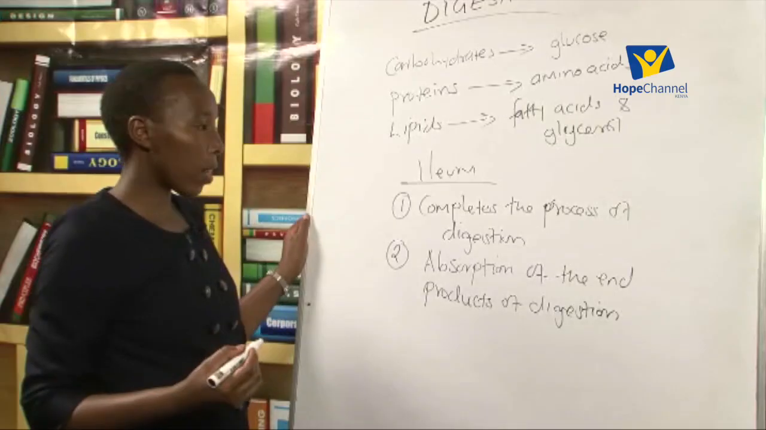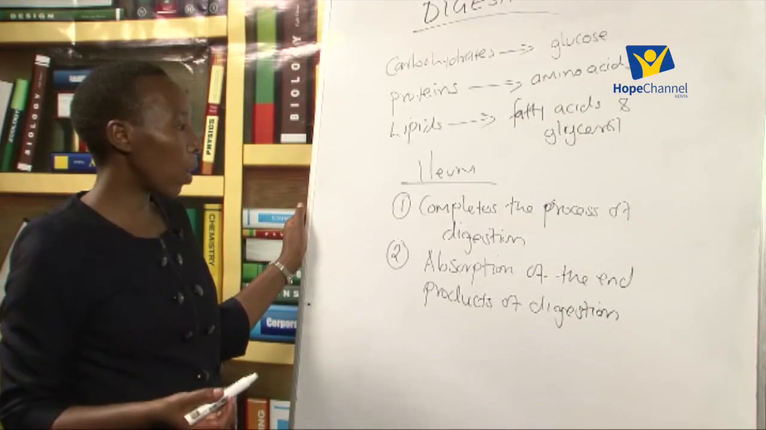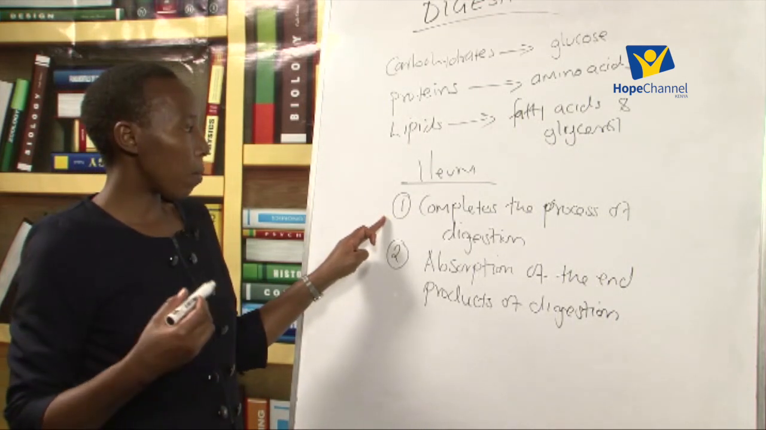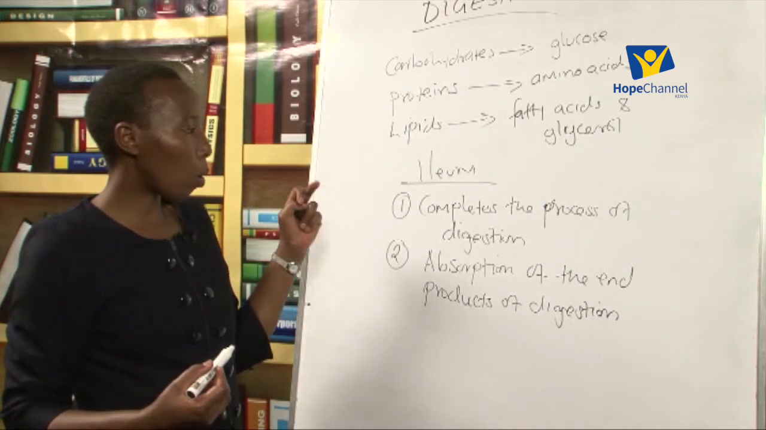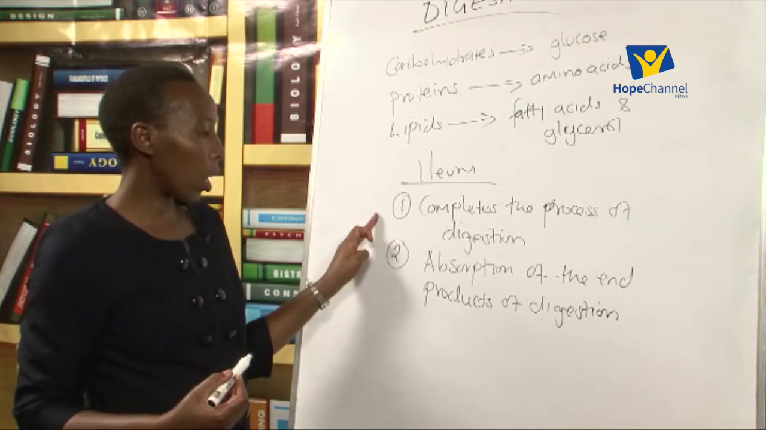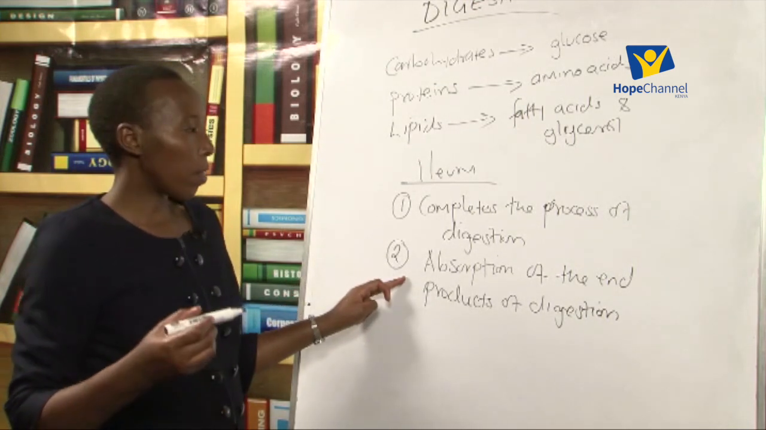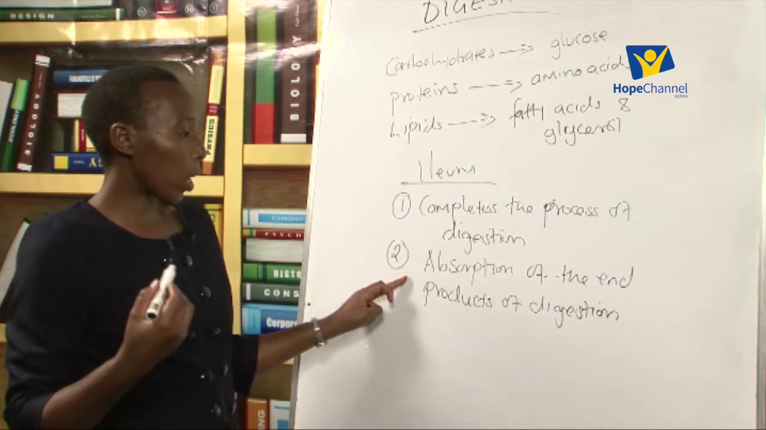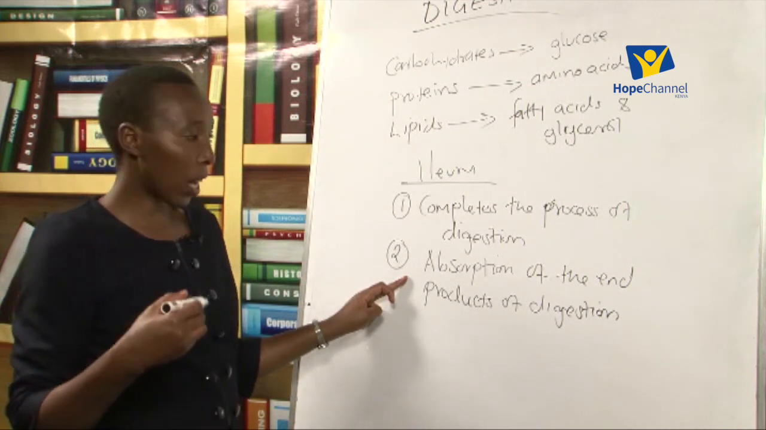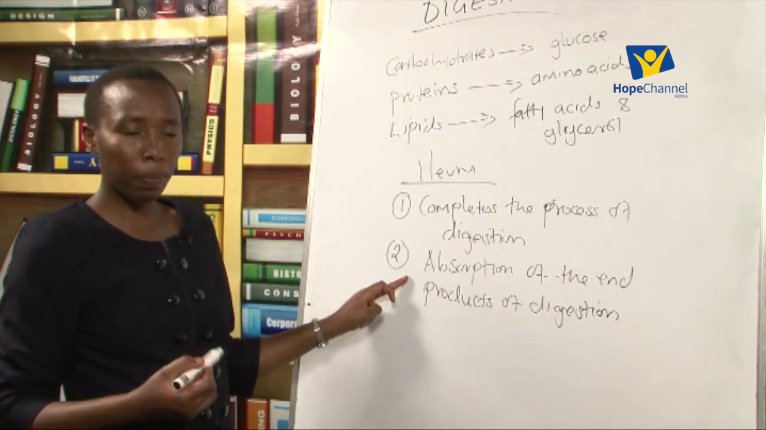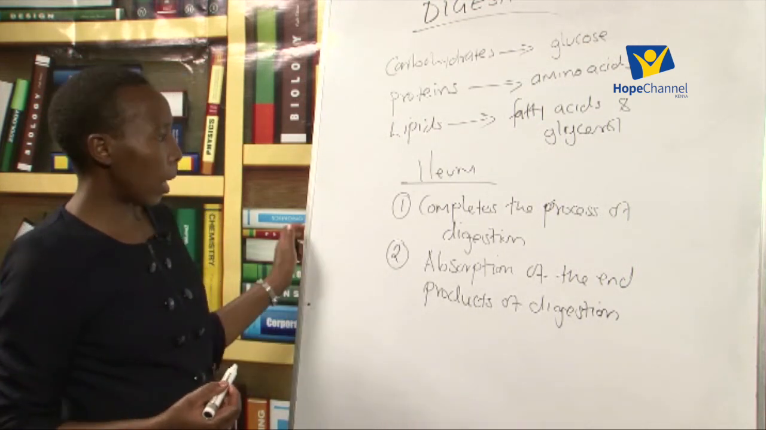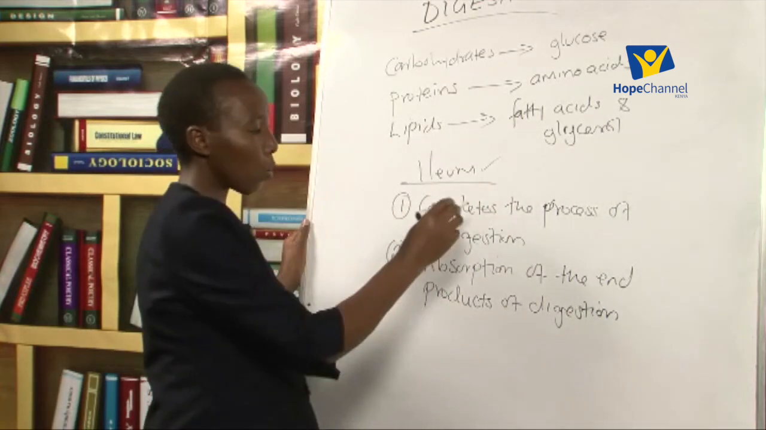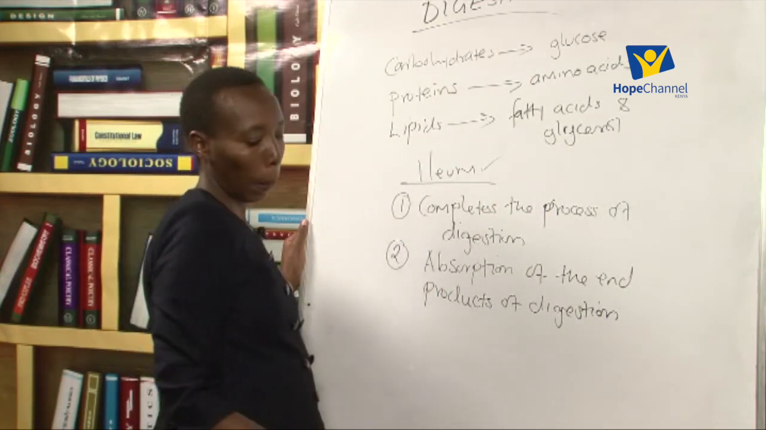So we are saying that the process of digestion ends in the ileum. That's why we are saying that one function of the ileum is to complete the process of digestion. And number two, after the food has been completely broken down, we expect absorption of the end products to take place. Now, the question is, how does the ileum qualify to do the two functions?